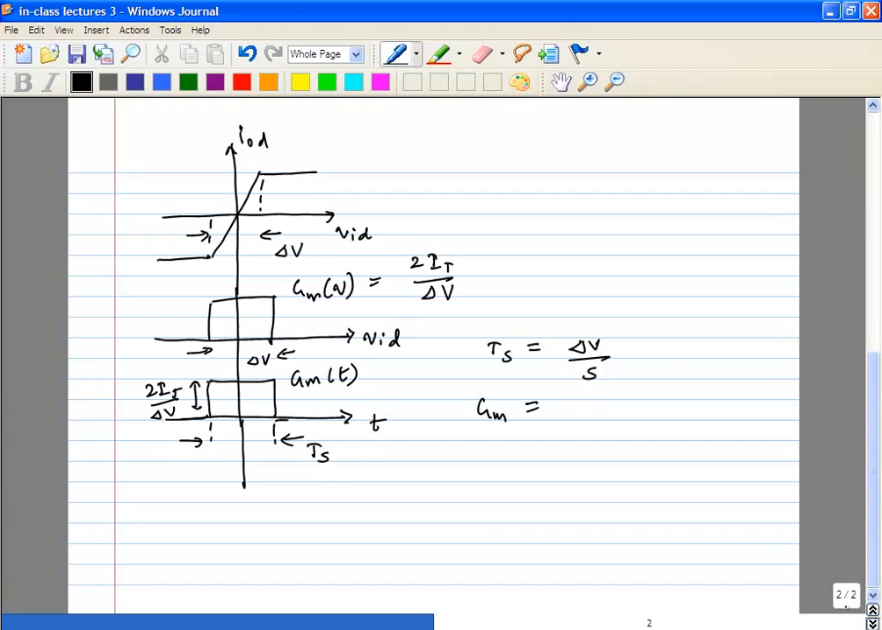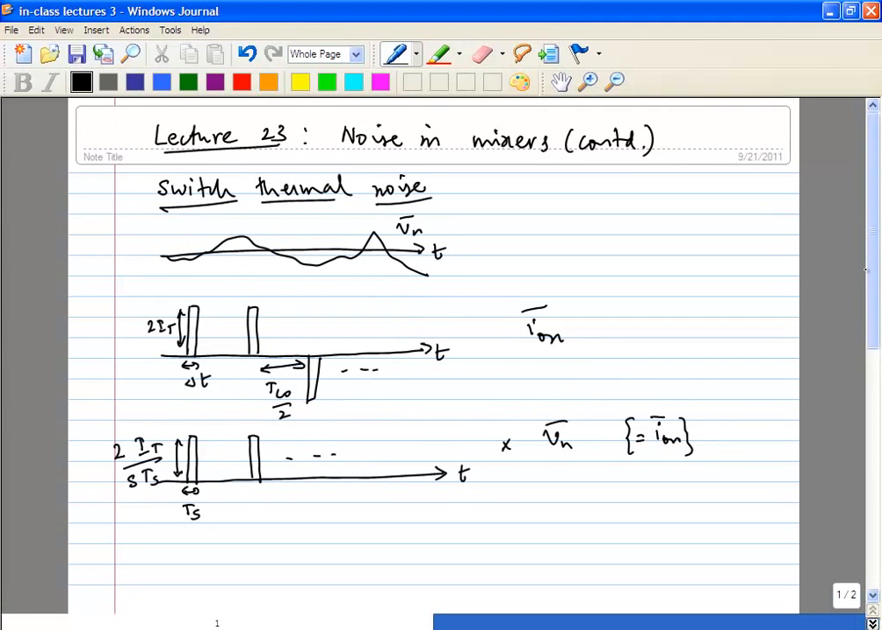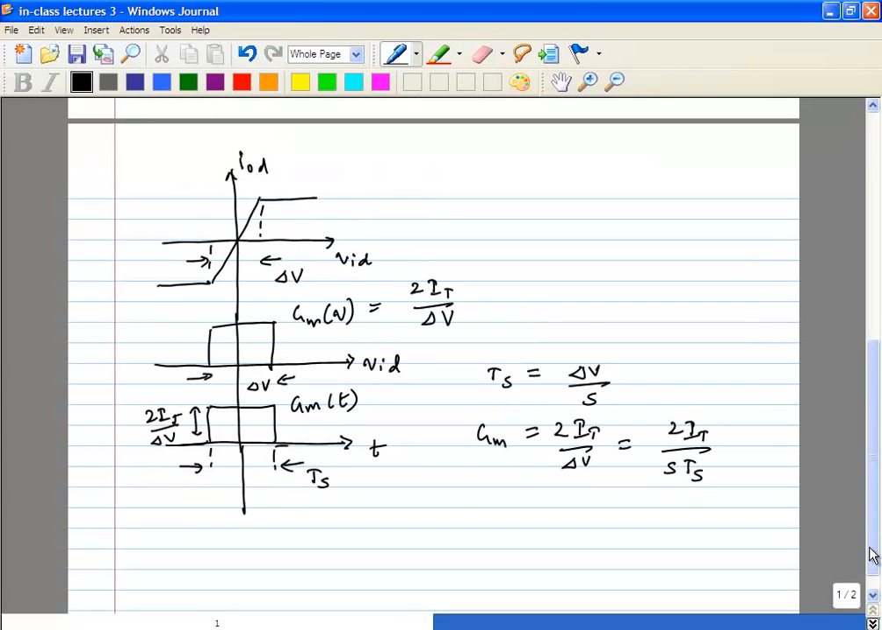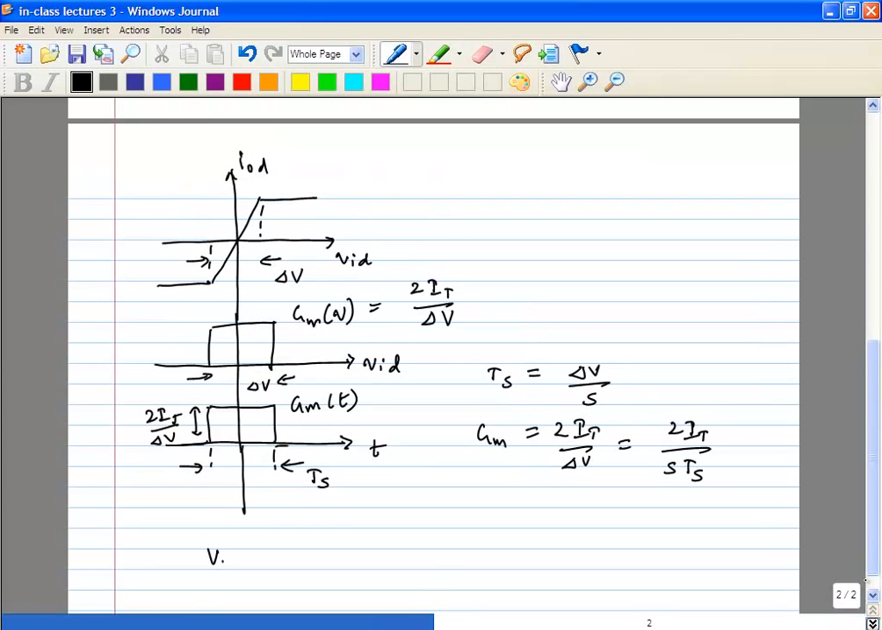And Gm is, and we know delta V in terms of Ts, so it's 2 I_T over S Ts. That's your Gm times Vn, which is your output current. What else do we know? We know Vn squared is 4kT gamma over Gm.